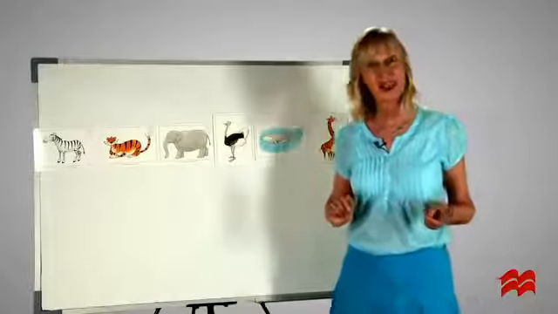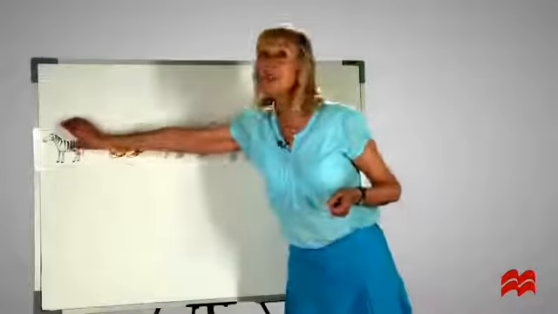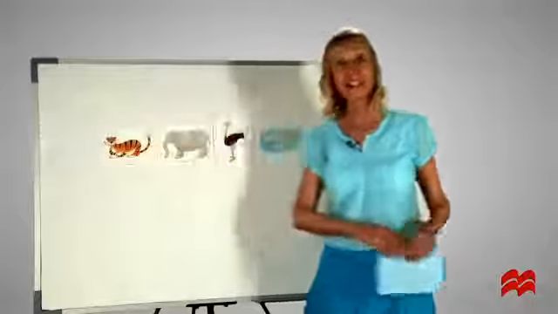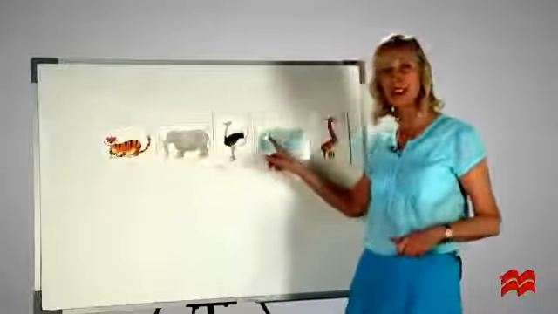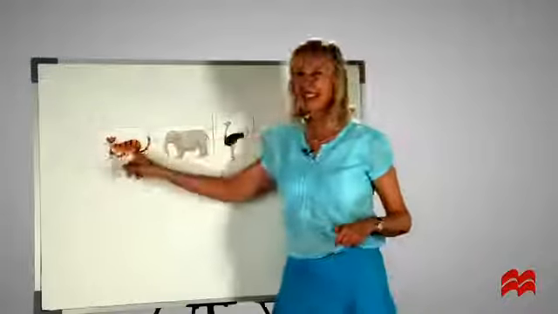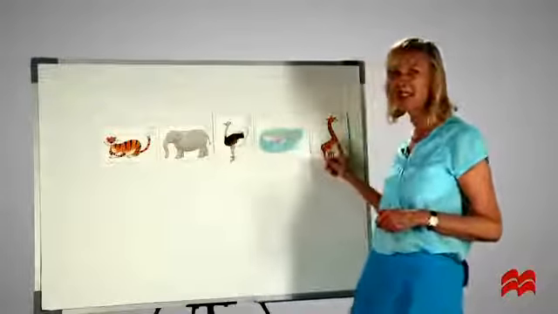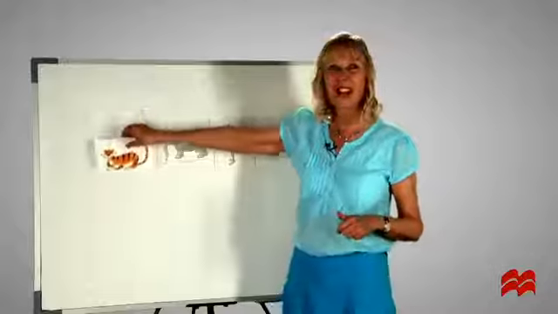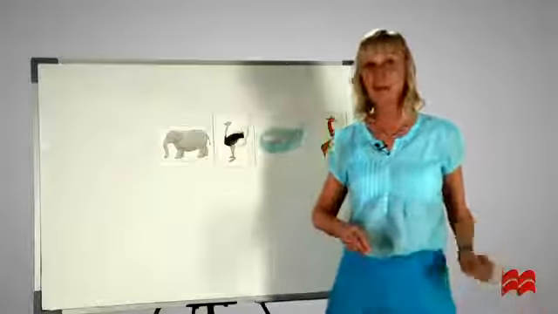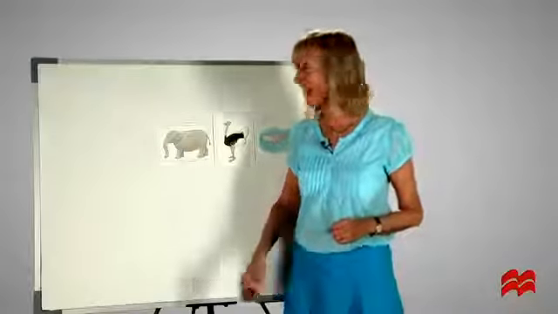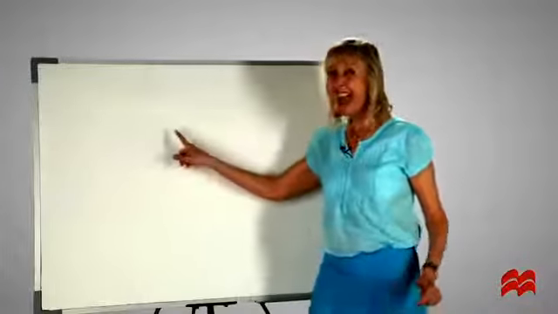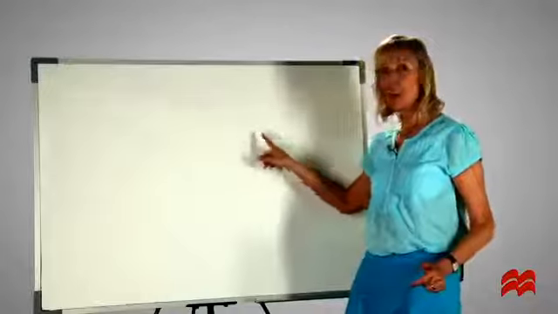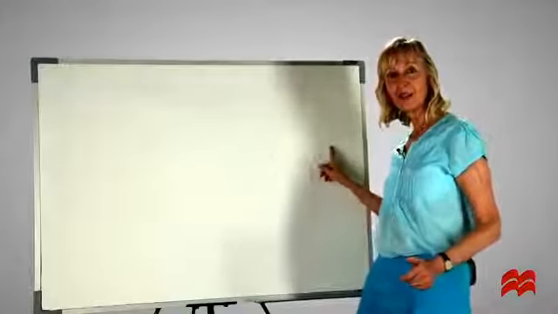When you think the children are doing this confidently, remove the first flashcard and continue in the same way. Zebra, tiger, elephant, ostrich, whale, giraffe. Remove the second flashcard in the same way and repeat the sequence with the children again. Can you do any more? Yes, we can. Remove the next one.